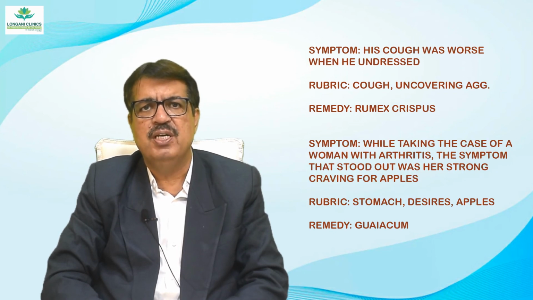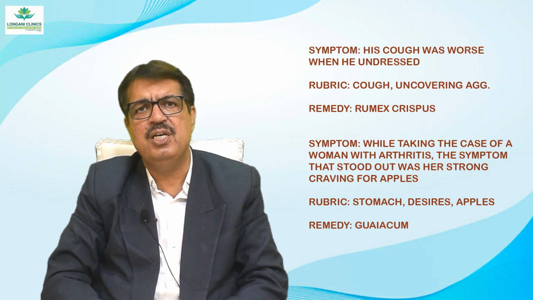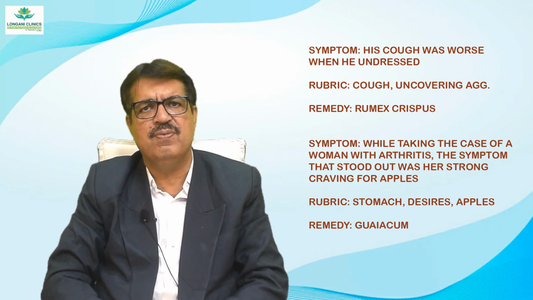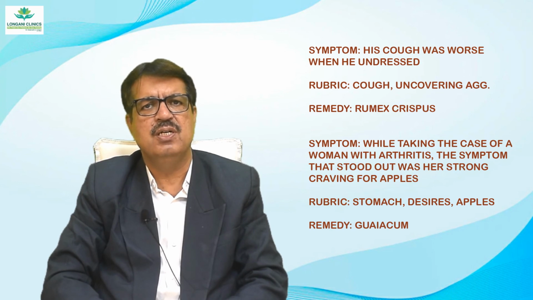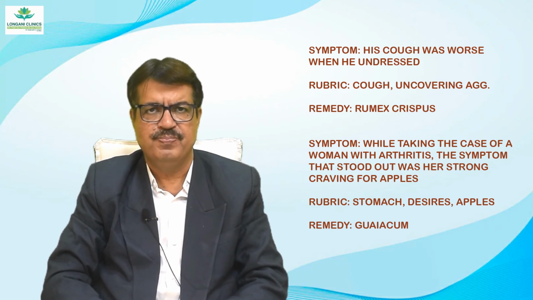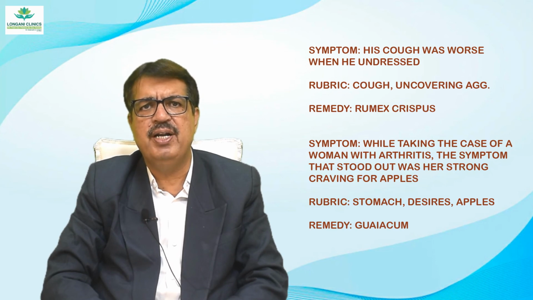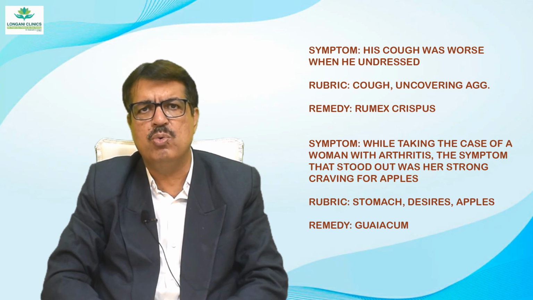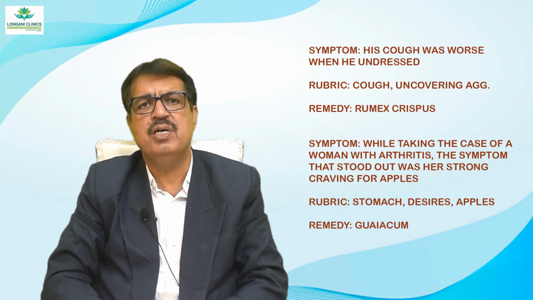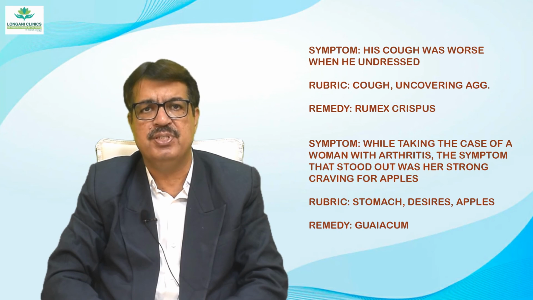Next symptom: his cough was worse when he undressed. The rubric: cough, uncovering, aggravation. The remedy is rumex. The next symptom: while taking the case of a woman with arthritis, the symptom that stood out was her strong craving for apples. The rubric: stomach, desire, apples.